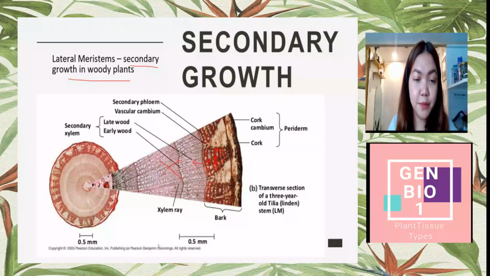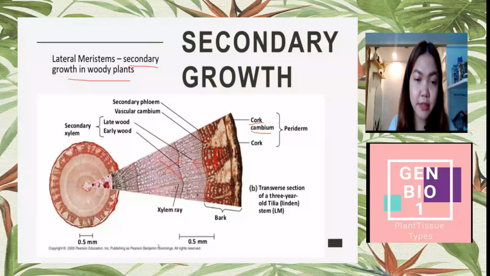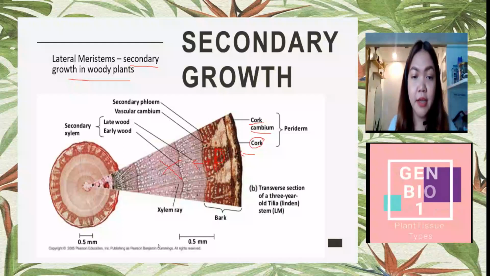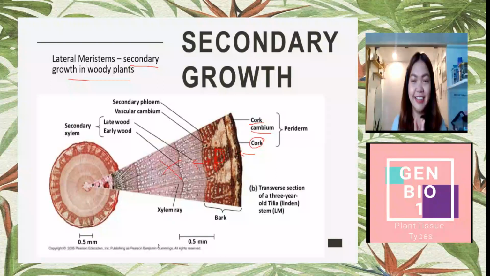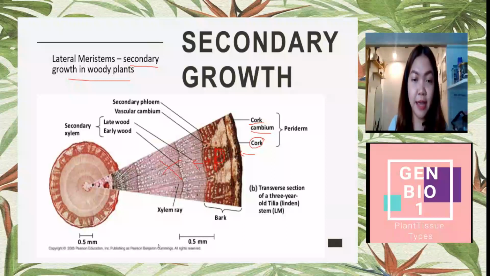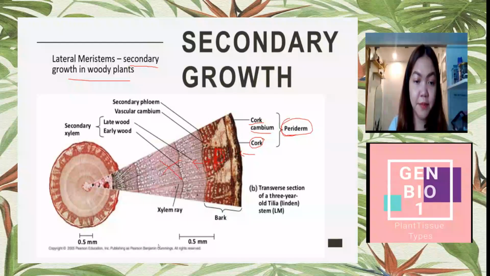Okay, so if we move a little bit, we'll have your cork cambium. So cork cambium is another type of your lateral meristem which is responsible for the production of your cork, which is the outer layer of the bark that makes the bark waterproof. Okay, and together, your cork cambium and cork, it forms your periderm. Okay, so this part, ganito po kakapal yung bark niya.